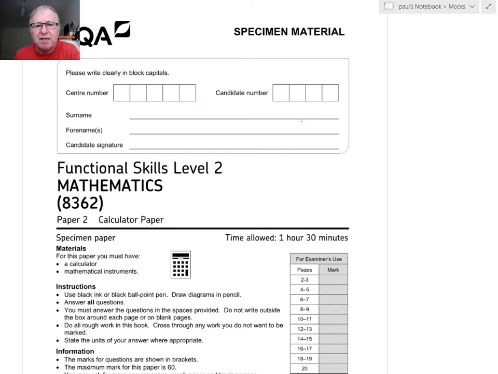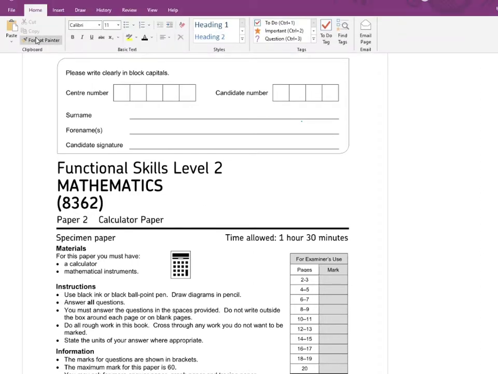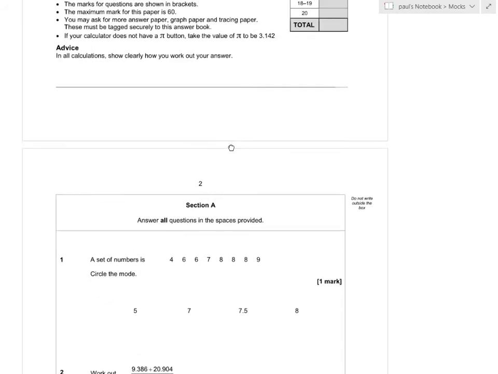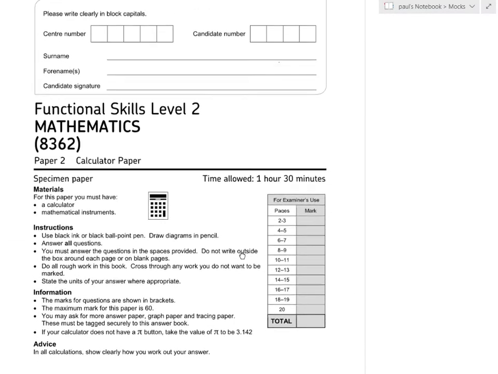AQA specimen material, functional skills level 2 mathematics calculator paper. So this is the most difficult from them for functional skills. So let's have a go and see what we can make of this one. As long as I can make it go up and down and be fine. So let's have a see what we can do. Yes. So there we go.